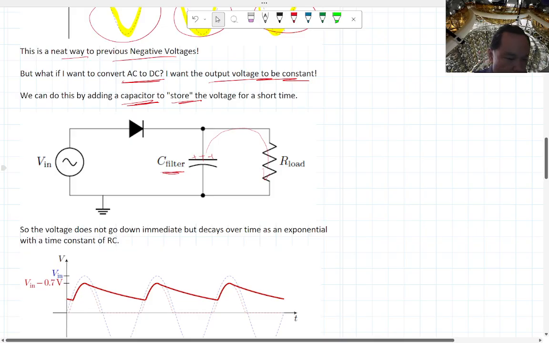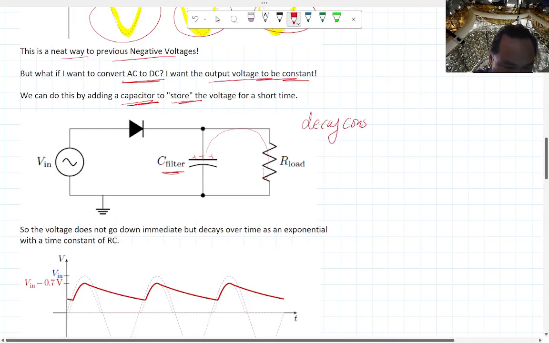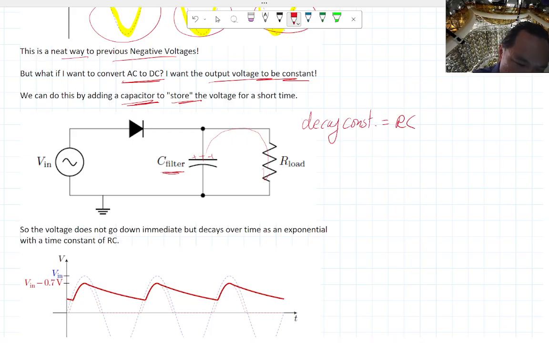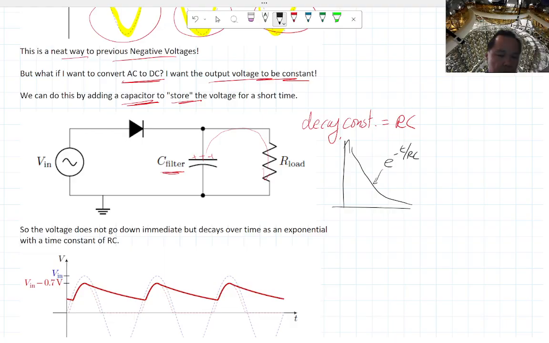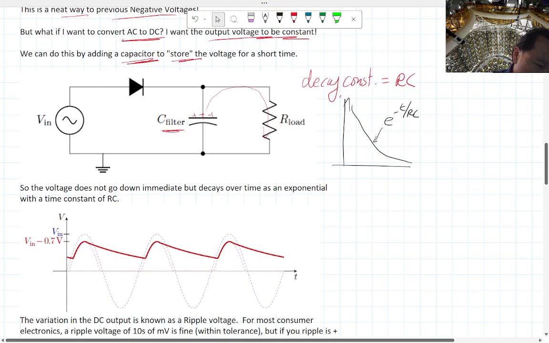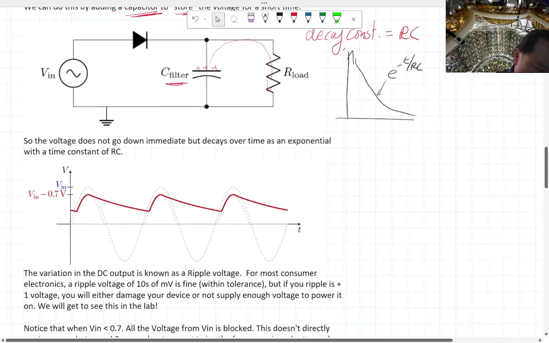This is something you probably learned in general physics, where an RC circuit has a decay constant equal to R times C. If we plot an RC circuit, the decay is an exponential decay, e to the minus t over RC. So what will happen here is that instead of the voltage going down right away, it's going to decay with that RC constant. I'm going to show this on the next plot.